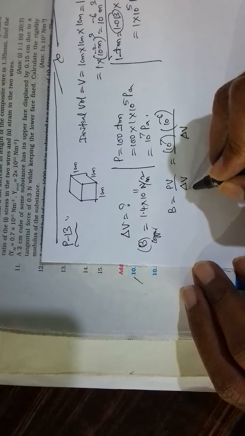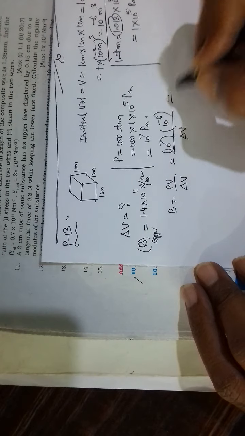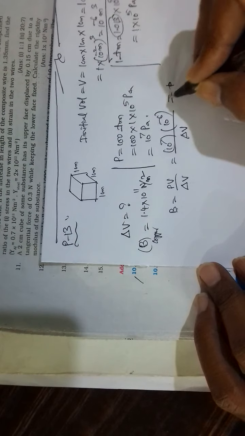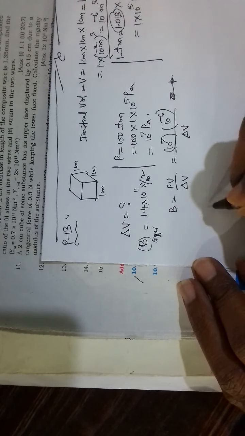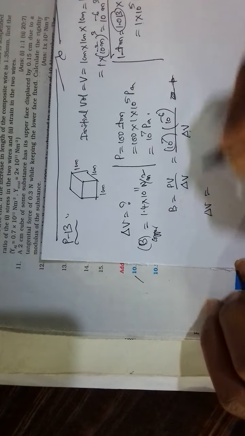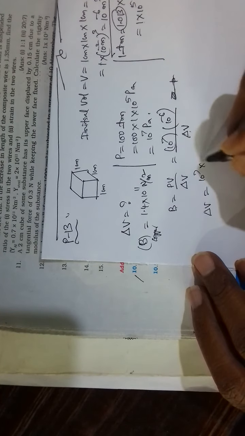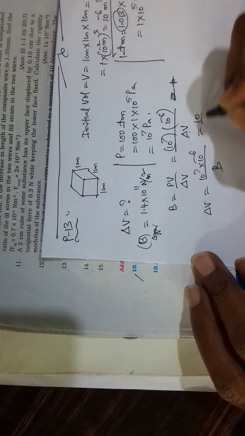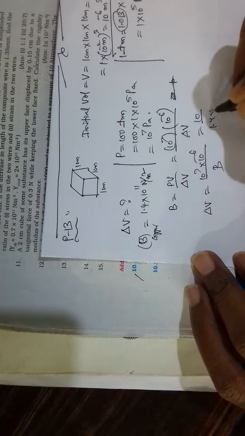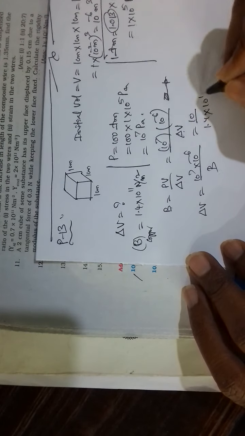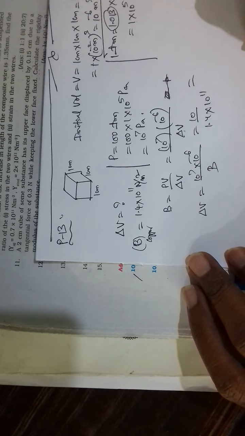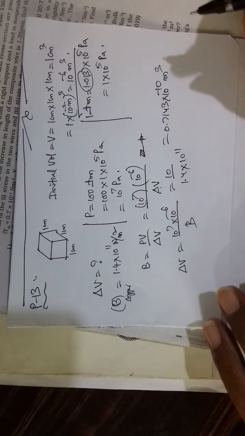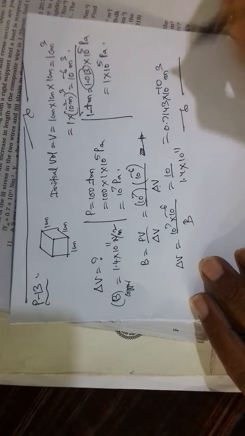Here B value 1.4 into 10 power 11. Let us write like this: delta V is equal to, take delta V to the left side, B to the right side, 10 power 7 into 10 power minus 6 by B. 7 minus 6 is 1, 10 by B value 1.4 into 10 power 11, so that is equal to, so we get the value this much.